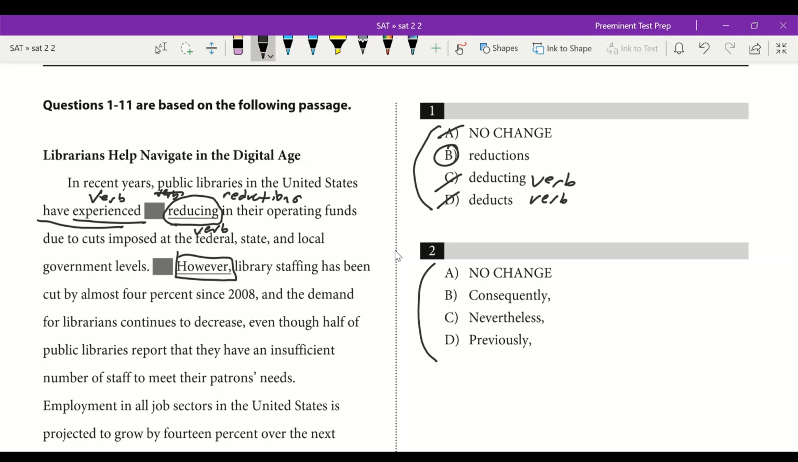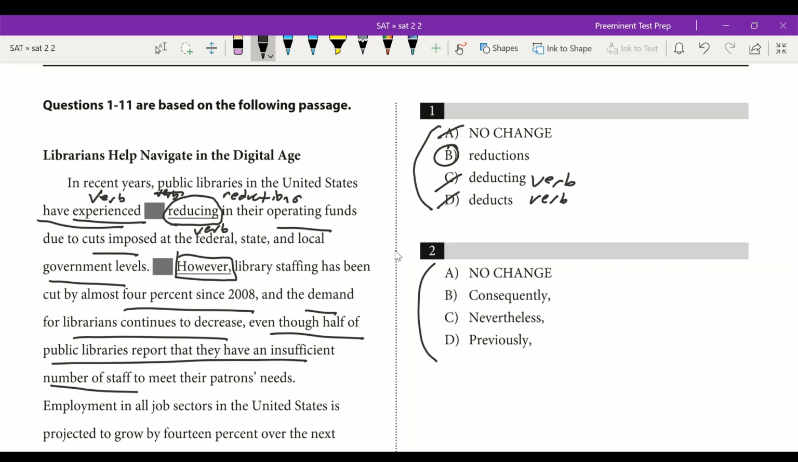So I know in my previous sentence we talked about reductions in government funds for libraries, right? Cuts on government funds for libraries. Well, our next sentence states library staffing has been cut by almost 4% since 2008, and the demand for librarians continues to decrease even though half of public libraries report that they have an insufficient number of staff to meet their patrons' needs. All right, so we know that these libraries want to hire more, but that they can't, and they're having to cut people because they have budget cuts, right? So that's going to come as a result of these budget cuts, the library staffing is down.